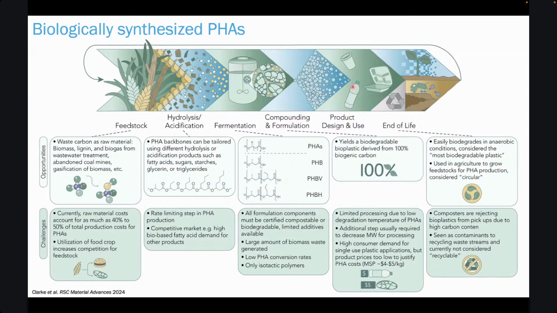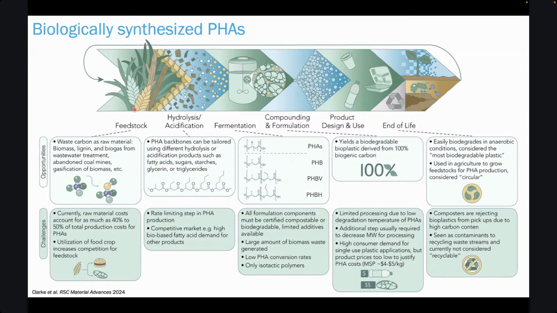There's a lot of opportunities and challenges associated with the way we produce PHAs in this manner. Some of the challenges are that a lot of these feedstocks are competing with food crops, which many across the world are not really in favor of, especially as we have a growing population and a growing food scarcity problem.